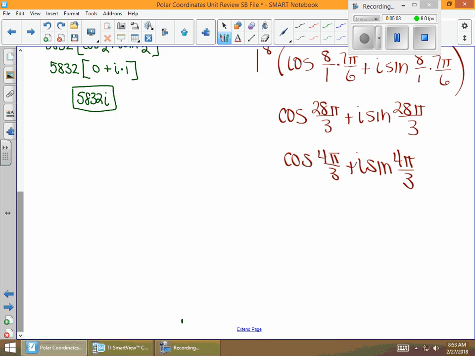Cosine at all of our pi over 3's is 1/2. 4 pi over 3 is in quadrant 3, so we need a negative. Sine of 4 pi over 3 is negative radical 3 over 2. And we need our i in there. There's your final answer.